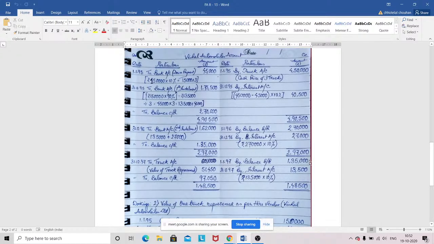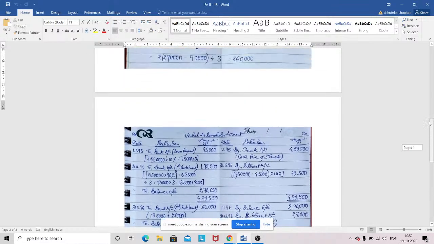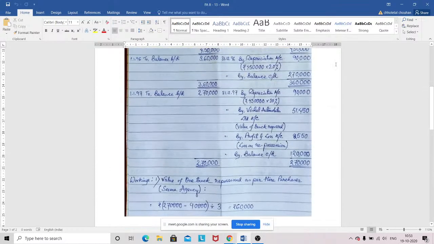Now for the last year, or rather the year of the repossession, the process is again the same. You have to charge depreciation, you have to charge interest. Okay, so I have calculated the interest. Look at that, I have calculated interest on 31/12/97. Why interest? 1,35,000 into 10%, 13,500. And you have to charge depreciation. Again the depreciation is 90,000, so you have already posted it.